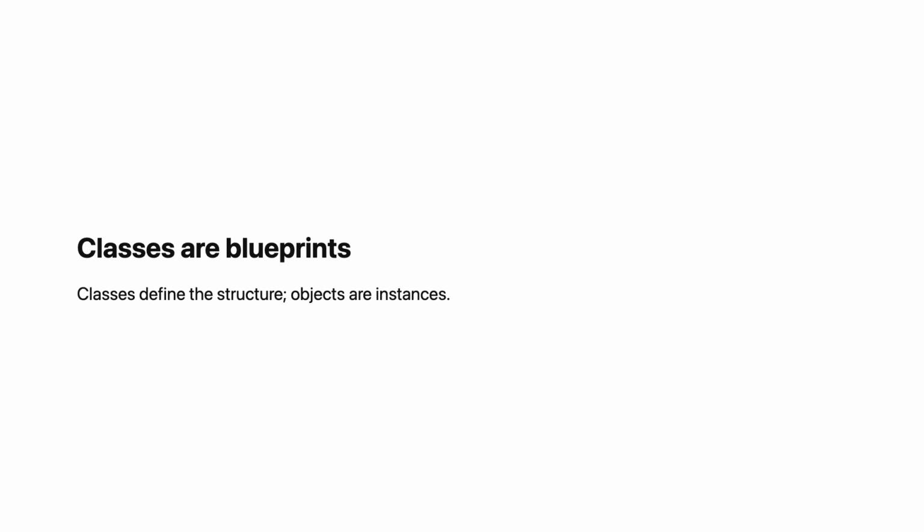Declare a class with the class keyword. Class Person with empty braces. This is the simplest class. It exists but has no properties or methods. Add properties to store data: class Person with var name String and var age Int. Add functions to define behavior: class Person with a function introduce that prints I am name.